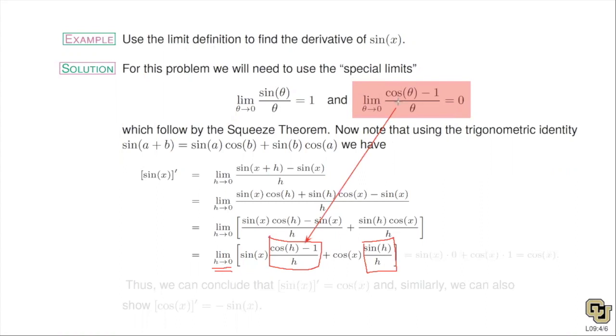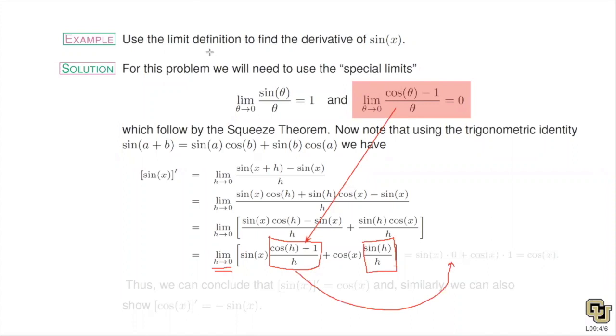So this says the limit of cosine of blah minus 1 over blah as blah goes to 0 is 0. Well, that's what I have here, cosine of blah minus 1 over blah, and blah is going to 0 right here. So this whole piece is going to go to 0.